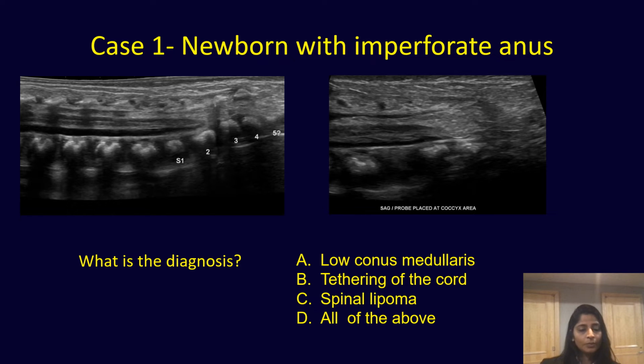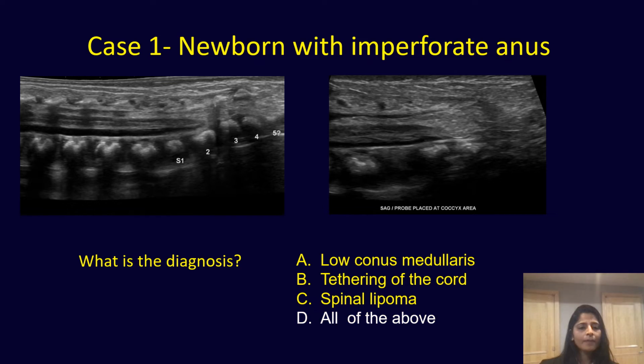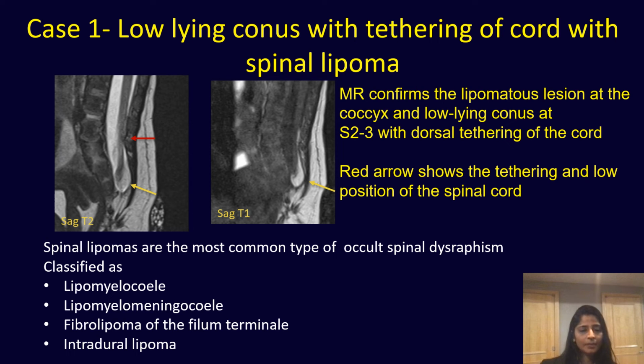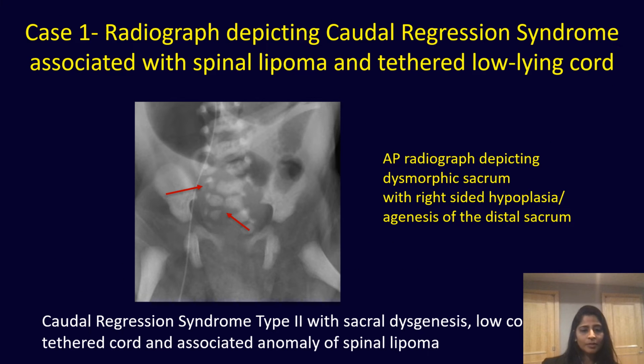This is a newborn who presented with imperforate anus, and we have ultrasound images. What is the diagnosis? The patient had, as seen on this ultrasound, low conus, tethered cord, and spinal lipoma, which is demonstrated very well in the corresponding MR images. Sagittal T1 and T2 sequences demonstrate a hyperintense lesion consistent with spinal lipoma. The patient's radiograph demonstrated dysmorphic sacrum consistent with Caudal Regression Syndrome.